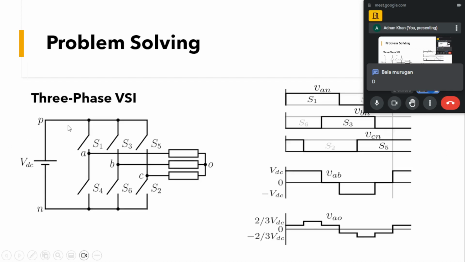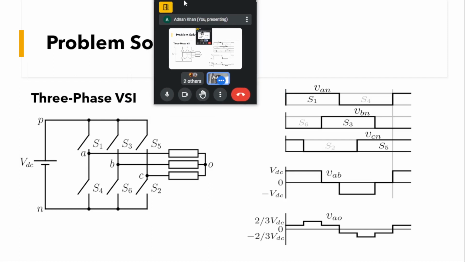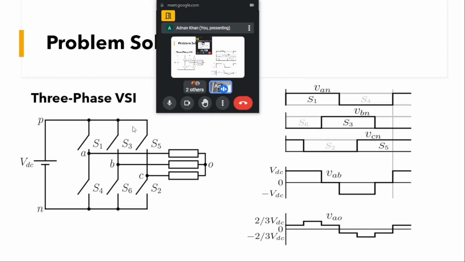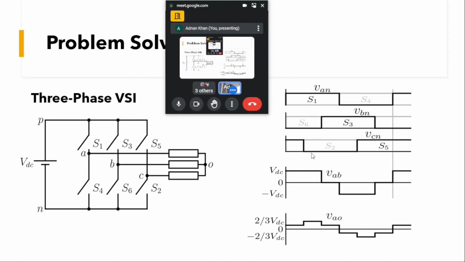We will see. We saw this, if you can see, we have a three-phase inverter. Let us consider it in a 180 degree conduction mode. Since the mode is not given, we can take it as this 180 degree conduction mode.